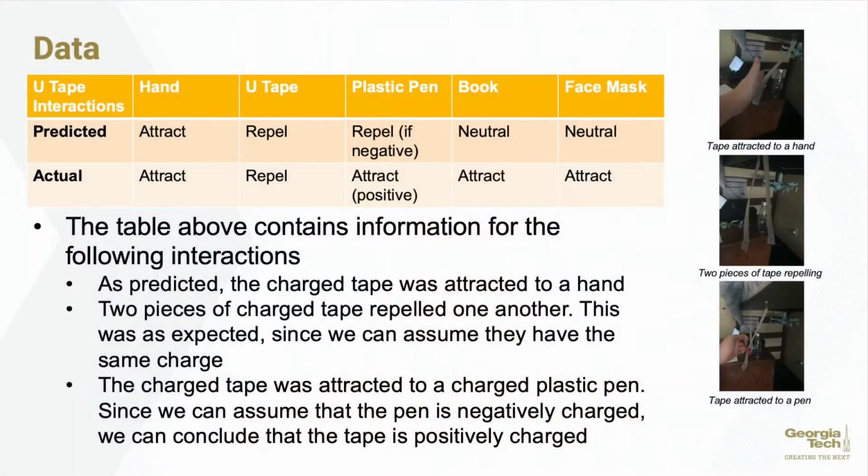Just like in Lab 1, we charged pieces of tape by ripping them off of one another and observed interactions between the tape and other charged or neutral objects. As you can see by the data table that's on screen now, the tape repelled each other, which makes sense. We can assume that they have the same charge. The tapes also attracted neutral objects, which is because the neutral objects will have induced dipoles when they interact with charged objects. And the tape was attracted to a negatively charged plastic pen, which means that we can infer that the tape is positively charged.